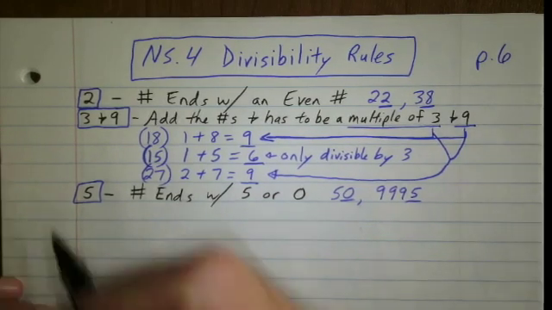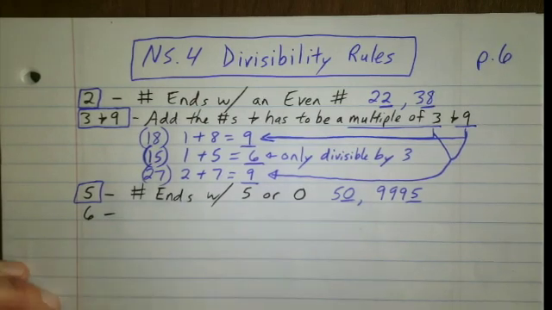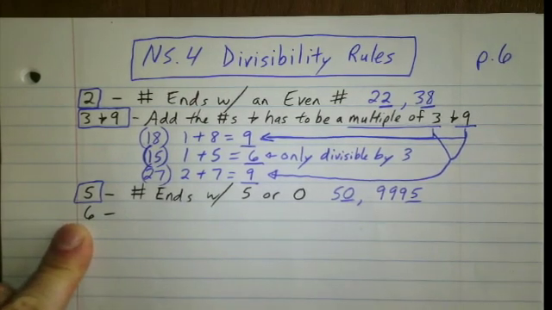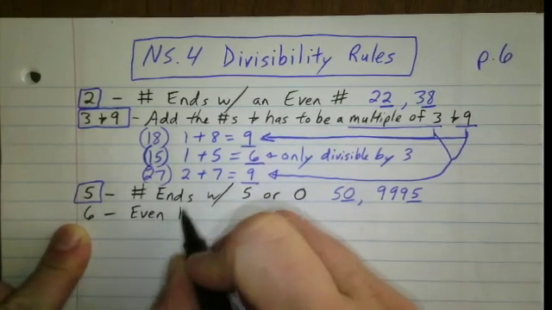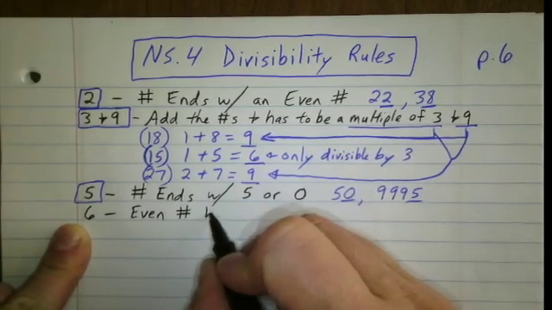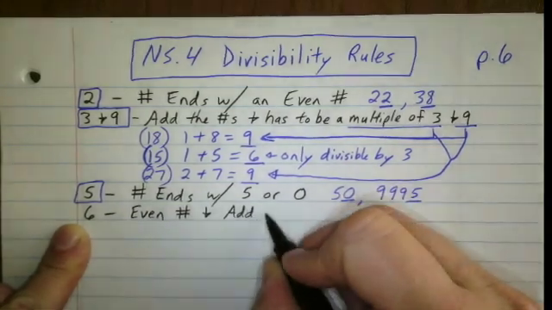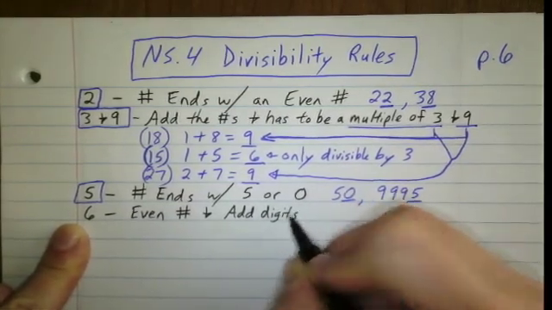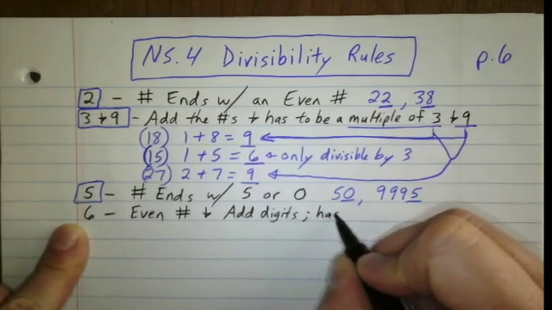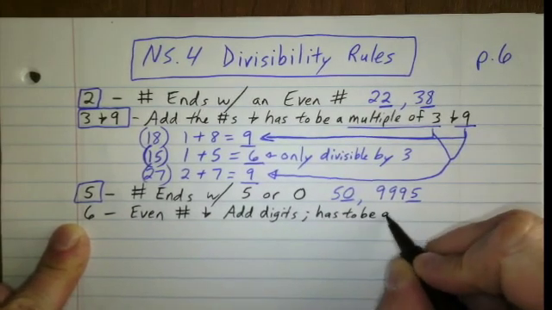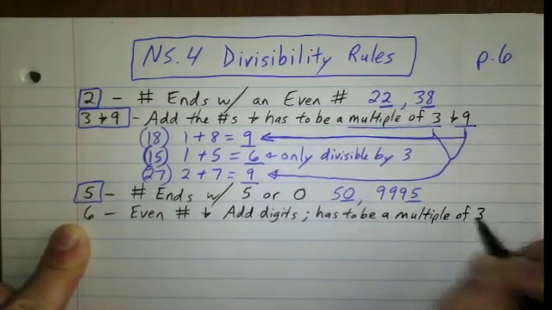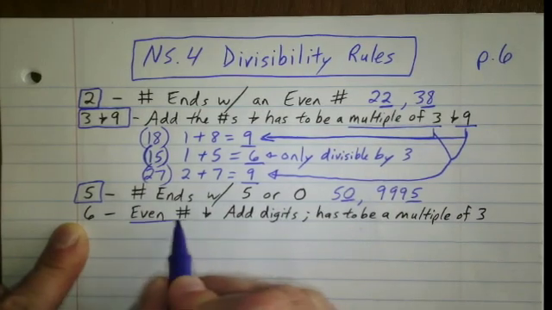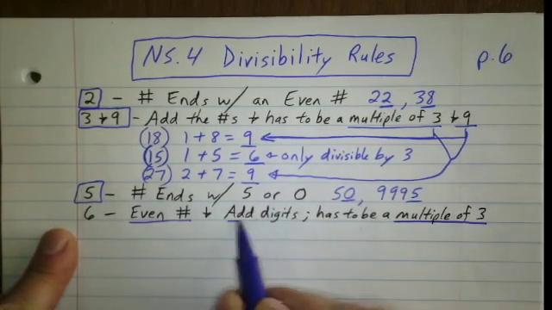The next example is 6. How do you know if 6 goes into a number? It has to be an even number. And when you add the digits, it also has to be a multiple of 3. So it has to be an even number, and when you add the digits together, it has to be a multiple of 3. So it has to be 2 things. It has to be an even number and a multiple of 3 once you've added those digits together.